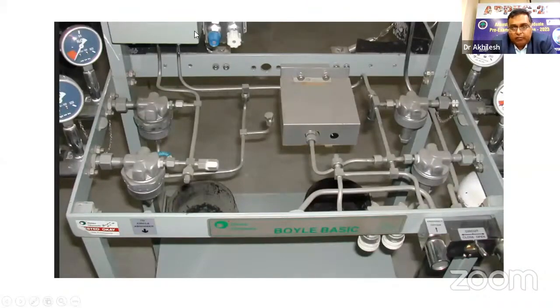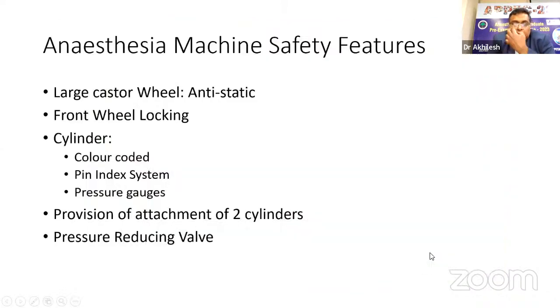Oxygen flow meter, nitrous oxide flow meter, and then this is the common gas outlet. Another thing which is asked in the exam is: what are the anesthesia machine safety features? To start with the wheels, there are large caster wheels. Why are they used? Because they're anti-static. The front wheel is locked so that the machine doesn't go haywire.